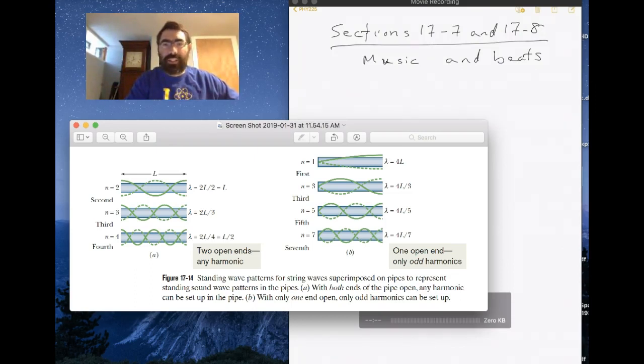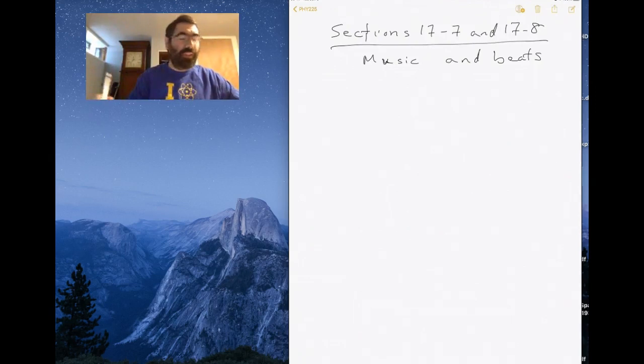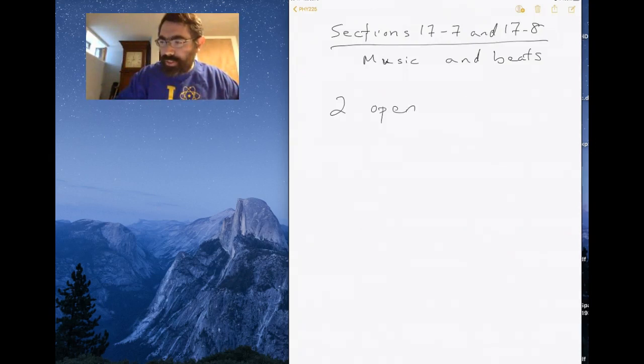So basically, for the pipe with the 2 open ends, you would get all the harmonics. But with the pipe that is closed at one end and open at the other, you only get the odd harmonics, because you get this half a wavelength. You only get the odds. So if we were to summarize it: 2 open ends, you get all harmonics.